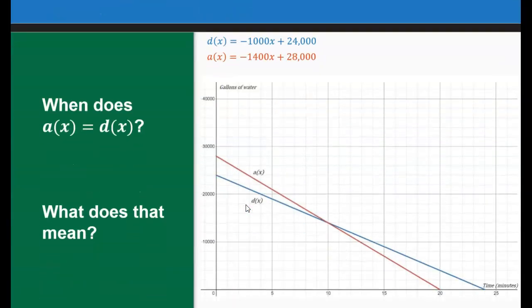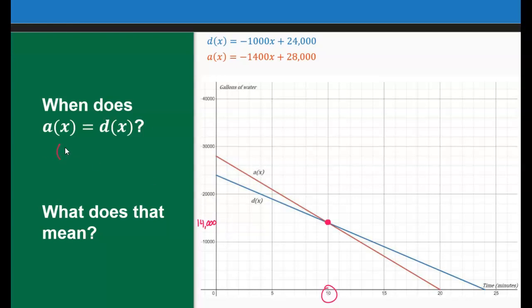So now that we have equations for both of them, we can compare them. For instance, when does a of x equal d of x, and what does that mean? Well, they're going to be equal when they meet. Looks like it's that point right there. So if we follow that down, you can see that's at 10 minutes. If we look at the amount of water, that's on our y-axis, that's 14,000. So it's 10,000, 12, 14, 16, 18, and 20,000.